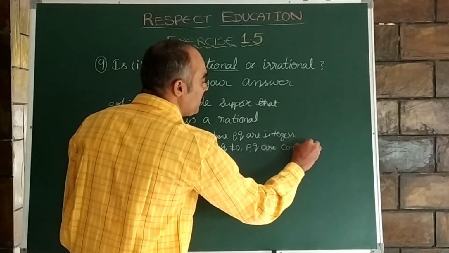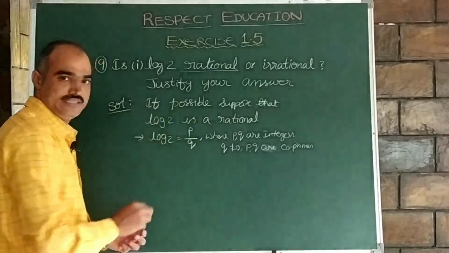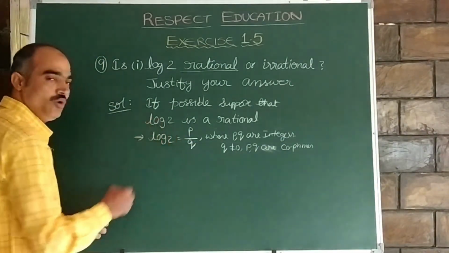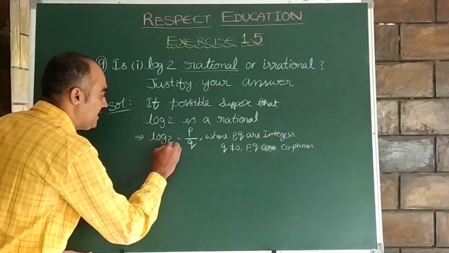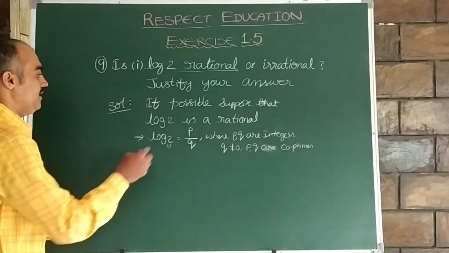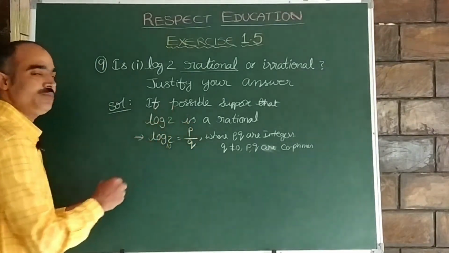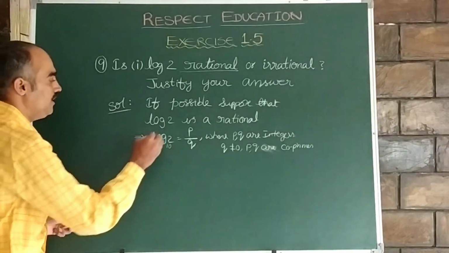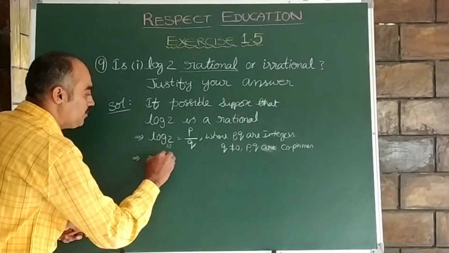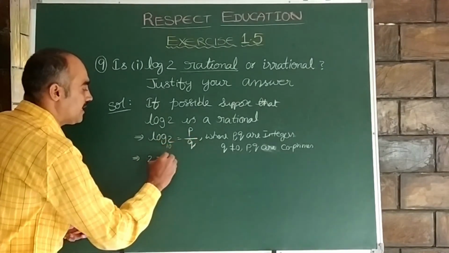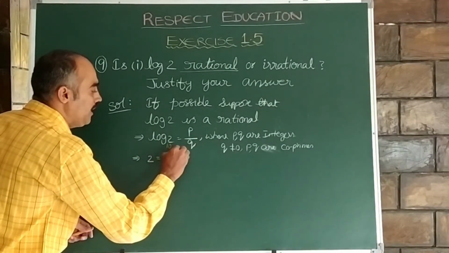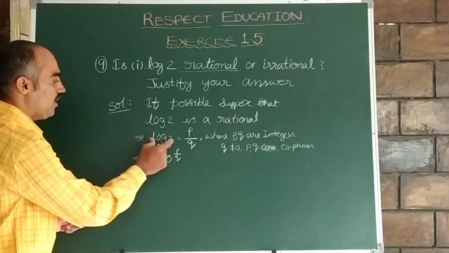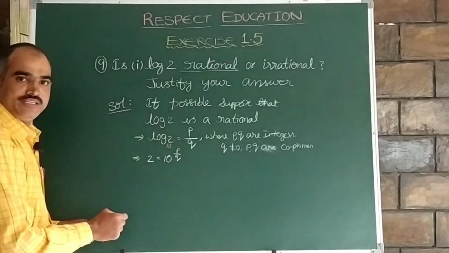Co-primes, children, do not have common factors. Now here, for this logarithm no base is given, so we can take 10. If we convert this into exponential form, 2 is equal to 10 power p by q. This is the conversion of logarithm into exponential form.